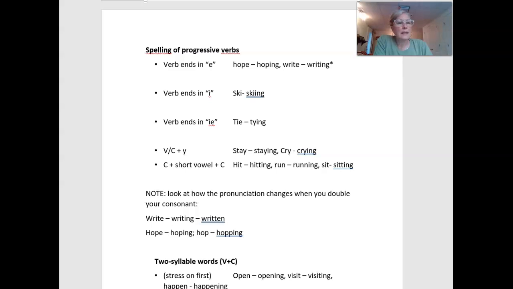Hello. Today I just want to go over some spelling and pronunciation tricks with you that I'm hoping will give you a hand and it might be useful for you. First, let's look at some progressive verbs.